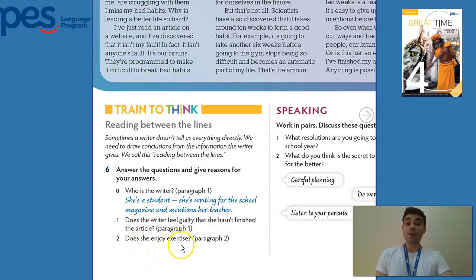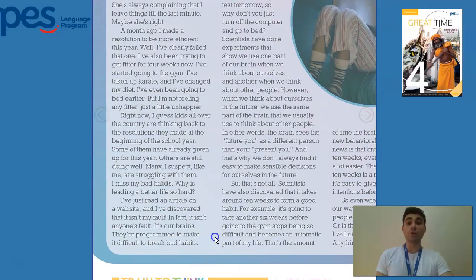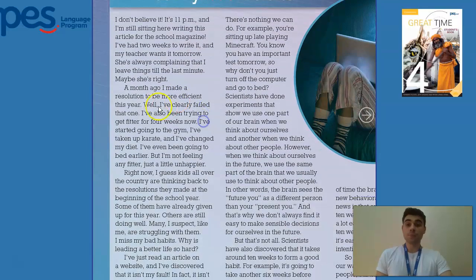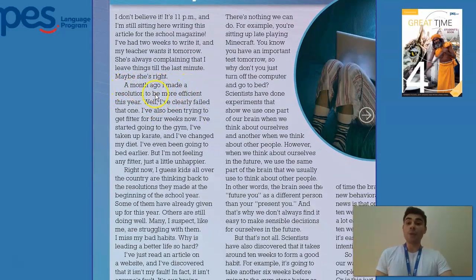Does she enjoy exercise? This information is in paragraph 2. Let's go there. A month ago, I made a resolution to be more efficient this year. Well, I've clearly failed at one. I've also been trying to get fitter for 4 weeks now. I've started going to the gym, I've taken up karate, and I've changed my diet. I've even been going to bed earlier, but I'm not feeling any fitter, just a little unhappy.